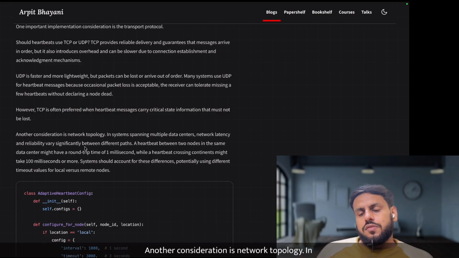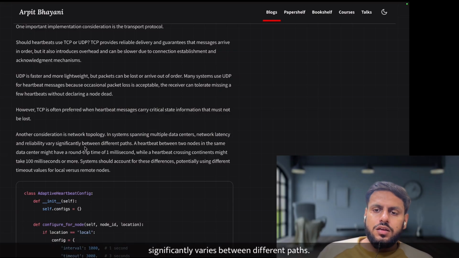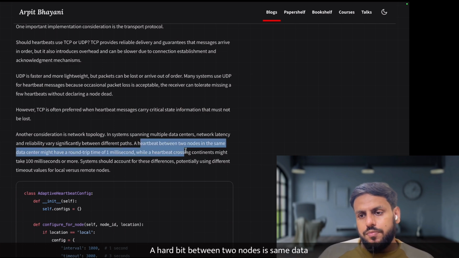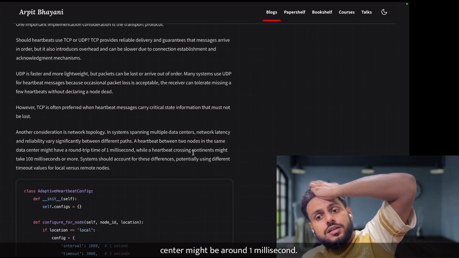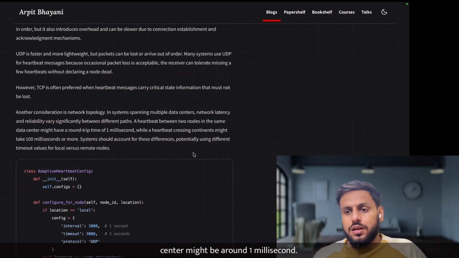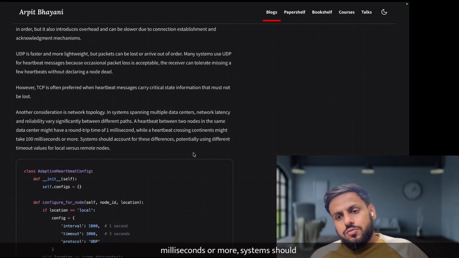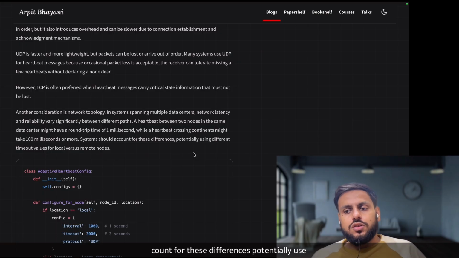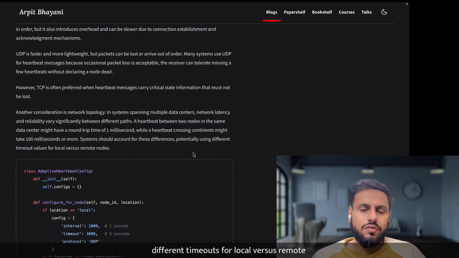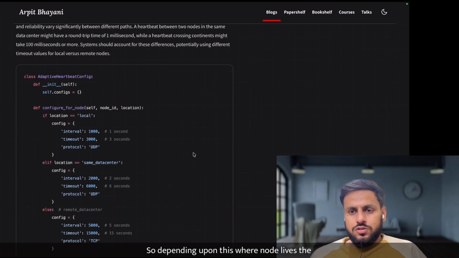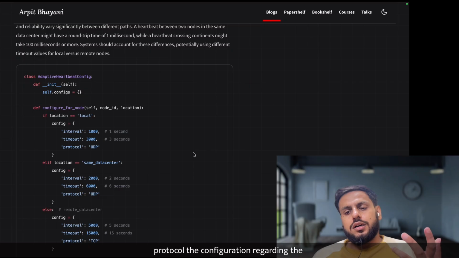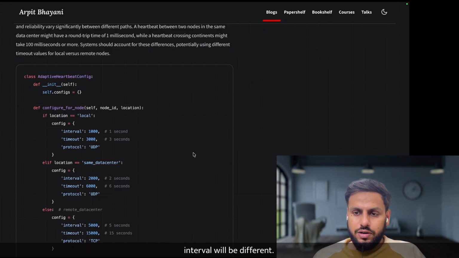Another consideration is network topology. In systems spanning multiple data centers, network latency and reliability vary significantly between different paths. A heartbeat between two nodes in the same data center might be a round trip of 1 millisecond, while cross continent might be 100 milliseconds or more. Systems should account for these differences, potentially using different timeouts for local versus remote nodes. So depending upon where the node lives, the configuration regarding the timeout and interval will be different.